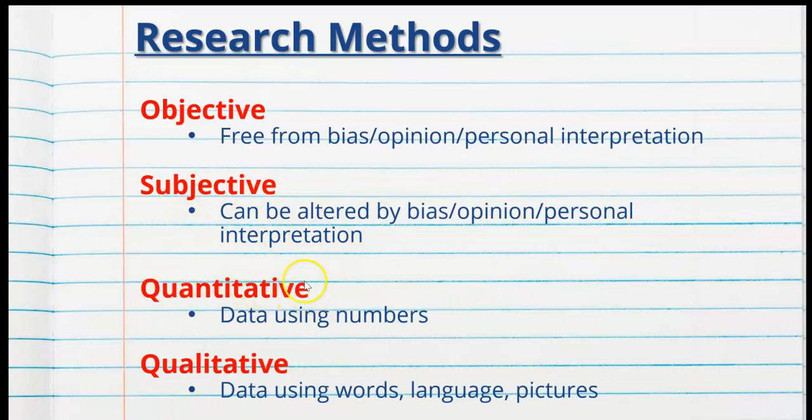Now, quantitative is any data that's in number form. This might include heart rates, heights, weights, reaction times, etc. Any data that's measured in numbers is quantitative. Whereas qualitative is any data that's not numbers, basically. Any other data that's using words, language, children's drawings, or pictures is qualitative data. So remember the trick: quantitative, N for numbers; qualitative, L for language.